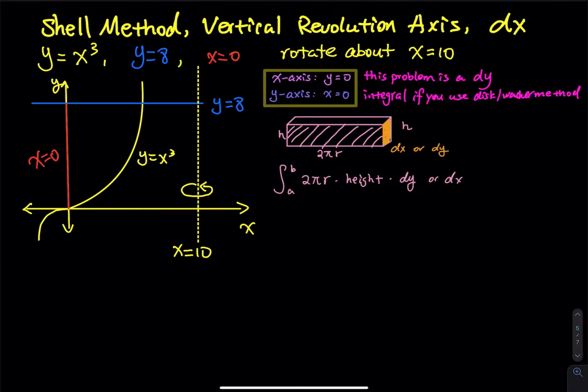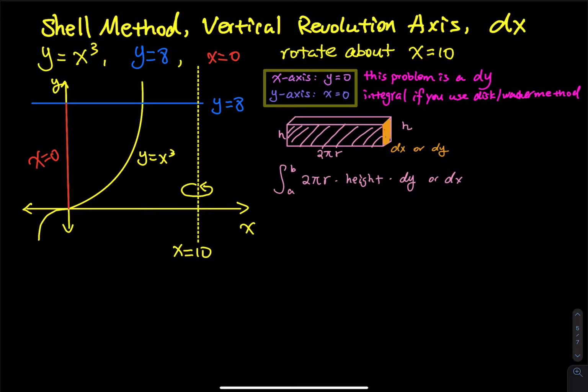This is a shell method problem. The revolution axis, I put that at x equals 10. x equals 10 is a vertical line, so we have a vertical revolution axis. The integral is a dx integral. So we have three functions: y equals x to the third, which is a curve, y equals 8, the blue horizontal line, and x equals 0, the vertical red line. And then rotate about x equals 10.